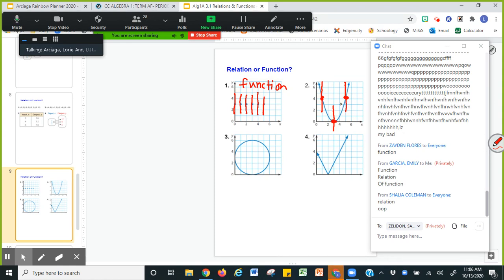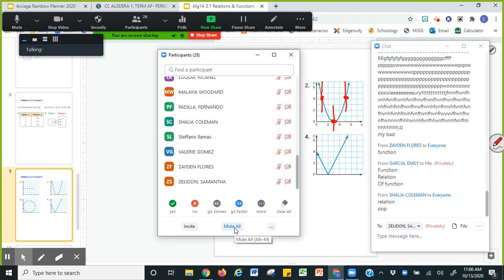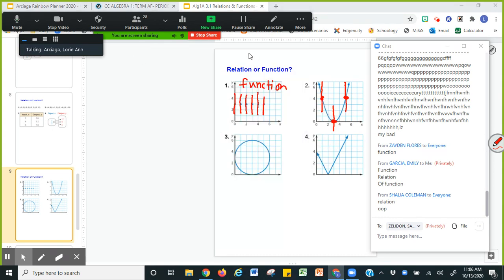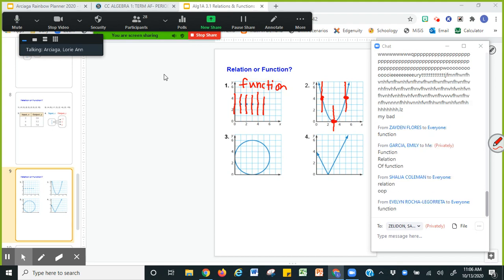So what is that? It is a, anybody? It's a function. Very good, Evelyn. So number two is a function.